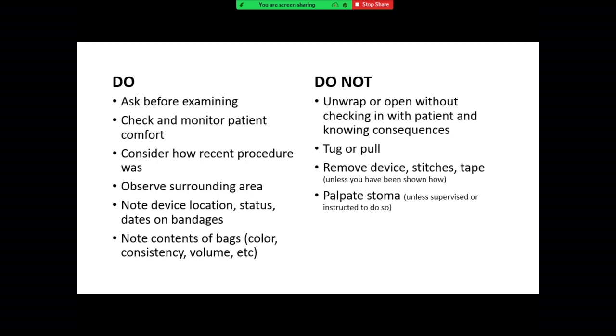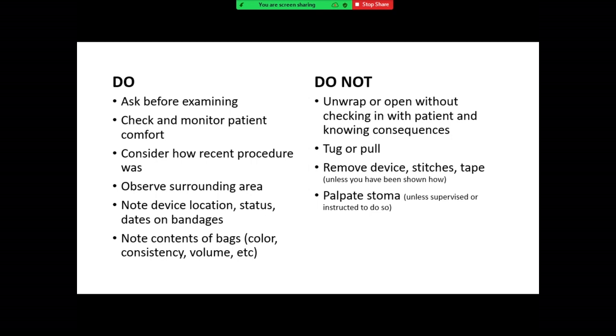And then again, any kind of bag, whether it's a Foley bag, a chest tube, or a colostomy bag: color, consistency, volume, how often they have to change those devices. Don't unwrap or open anything without checking with the patient and knowing the consequences. It's one thing to take the ostomy bag off so that you can look at it, but you don't want to grab the sticker and peel the sticker part off, because sometimes you might not have those supplies in clinic, or the supplies that match their bags. But the bag part you can peel off.